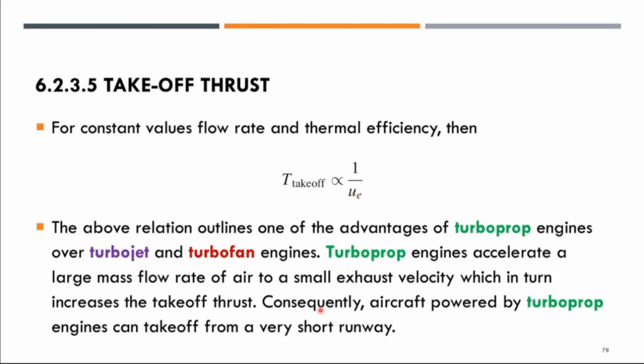Consequently, aircraft powered by a turboprop engine can take off from a very short runway. That's the reason for small airports with short runways, for city hopping type of aircraft, they normally use the turboprop engine instead of a turbojet or turbofan engine.